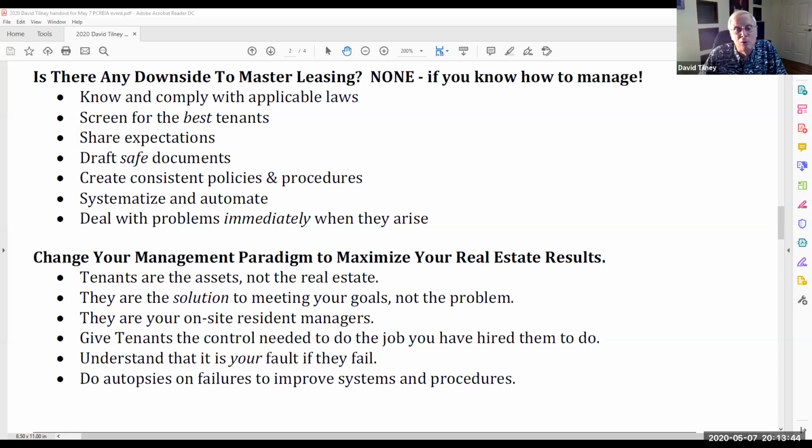So it's very important, I think, to have that opportunity to share expectations before folks move in. But you've got to have a way to screen for the best of the best. You've got to draft safe documents. You've got to have consistent policies and procedures in order to deal with fair housing. Boy, you got to treat everyone the same.